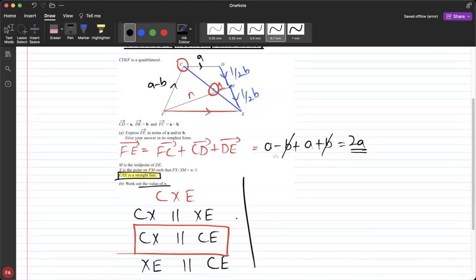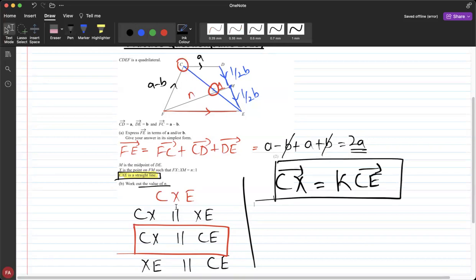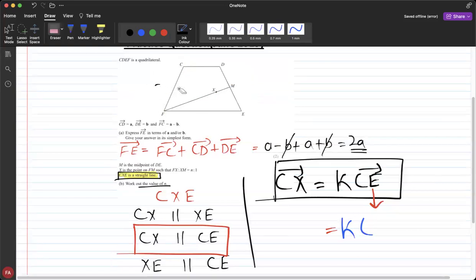So if I were to take this expression over here, CX equals K times CE, as an equation and then solve, you'll realize that you can easily figure out CE in terms of just the variables that they've given us. So we don't need to introduce anything else. That means in this case, that's going to be from C point to E point. Let me just make this a little more clear for you.